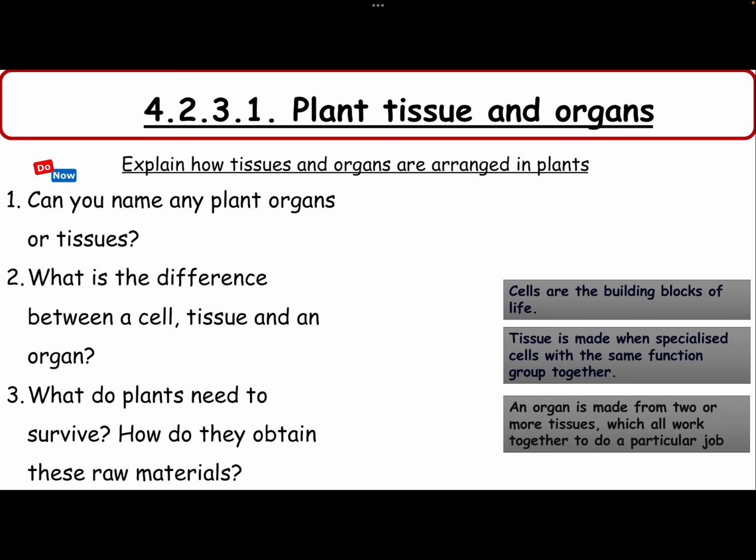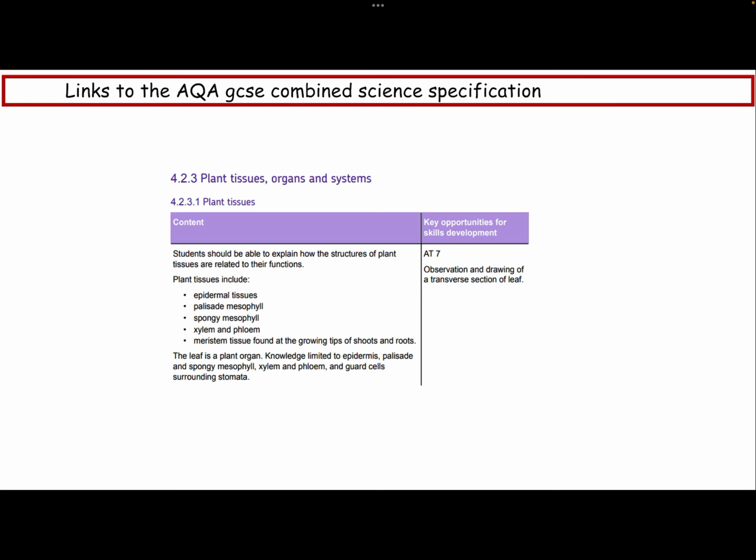And then what do plants need to survive? They need water, they need carbon dioxide, they need light energy, and of course warmth. How do they get them? They get the carbon dioxide from the air, the light energy and warmth from the sun. They get water and of course mineral ions from the soil, which they pick up through their roots.